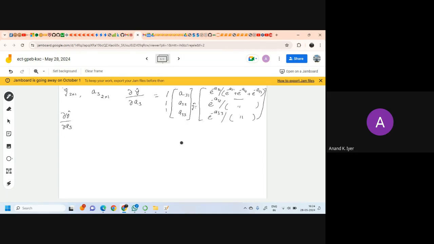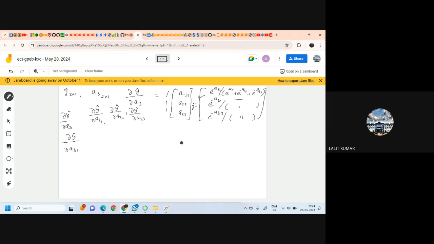Correct. Now, when we take this del y hat with the entire vector del A3, I have to take derivative of this. It means, for example, it will be del y hat by del A31, del y hat by del A32, del y hat by del A33. It will be something like this. So let's take an example of del y hat with del A31.